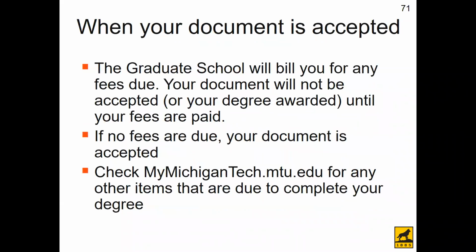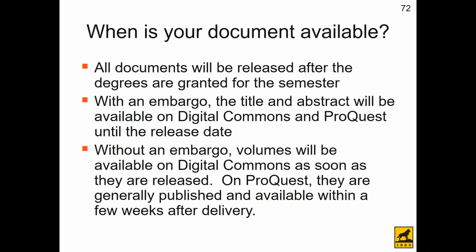When your document is accepted, if there are any fees due, we'll bill you for them. You won't get your degree until we are paid. You should check My Michigan Tech to make sure you complete anything else you need. Your document will be released after degrees are granted for the semester. Because we had Christmas, for example, after the end of the last semester, most of the submissions were just released yesterday for fall, but it will take a little while.